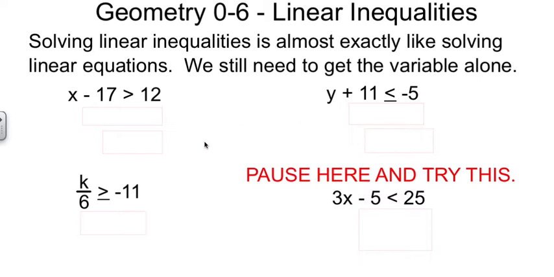So we have some inequalities to solve. x minus 17 is greater than 12. You Twitter users, you'll recognize greater than. You'll also recognize less than down here when we get to that one. To get x by itself, we need to move the 17 over. It's subtracted 17, we need to add 17. 12 plus 17, x is greater than 29.